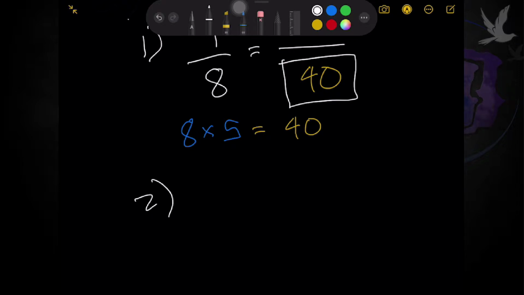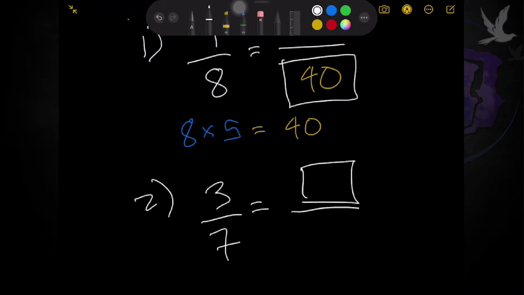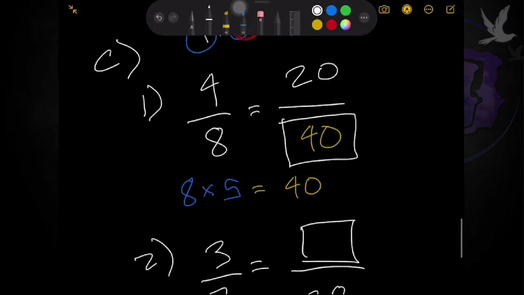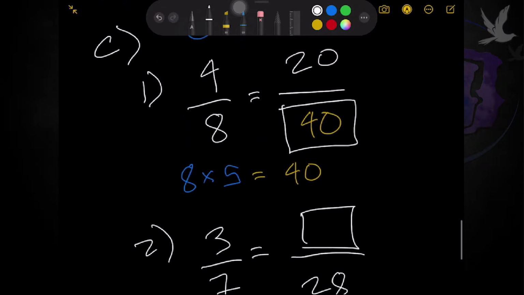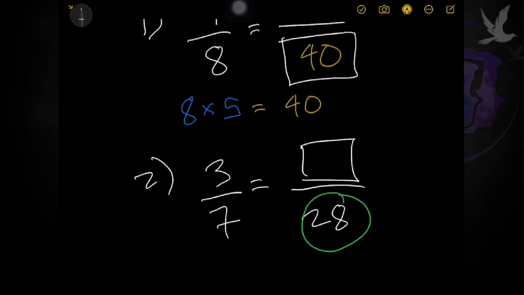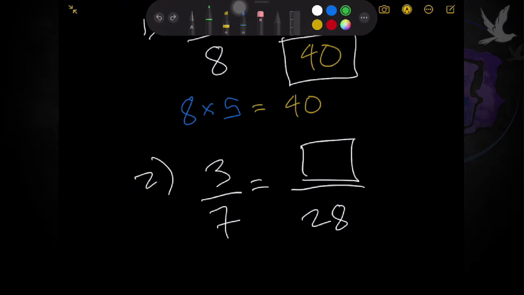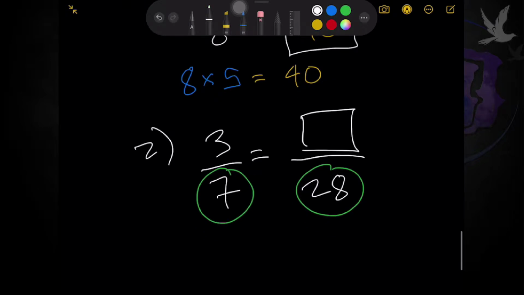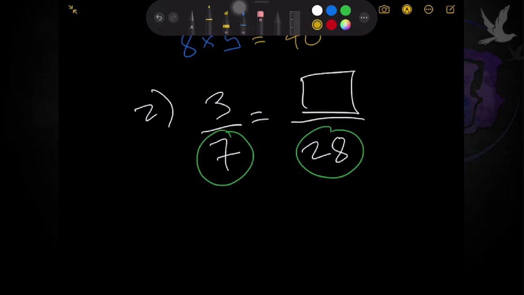Okay? So, number 2 naman, you have 3 over 7 equals blank over 28. So, this is just the same. Parehas pa rin. It's just that dito, iba na yung given. Yung given naman dito ngayon is our denominator na. Okay. So, doing the same exact thing, since 28 is paired with 7, so ganyan lang gagawin natin. Take 7. What did you multiply with 7?